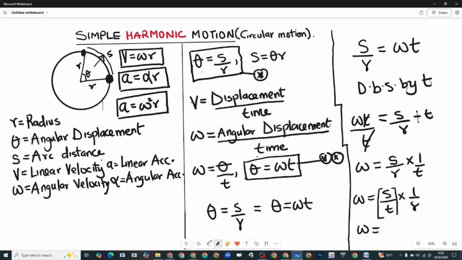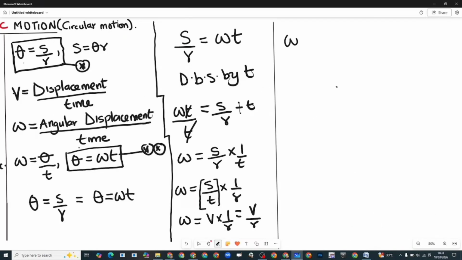So angular velocity becomes v times 1 over r, which gives us v over r. Since we have angular velocity omega as v over r, I can cross multiply, making the left side over 1. I have v times 1 equal to omega times r. So this is how we got the first equation. You can just relate it back, and that is the answer.